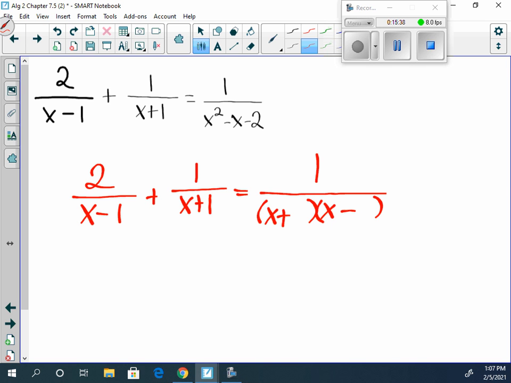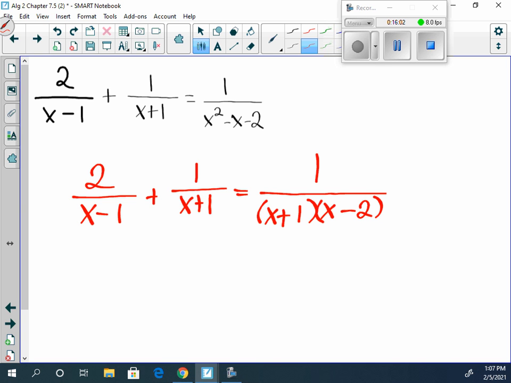And the factors of 2 are, well, what? 1 and 2. So which one would be positive and which one would be negative? 1 would be positive and 2 would be negative. So we get those factors. So any questions on anything we've done so far?